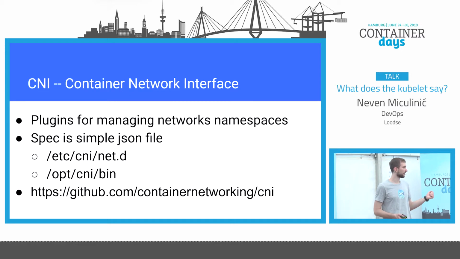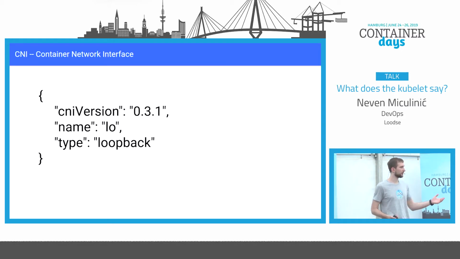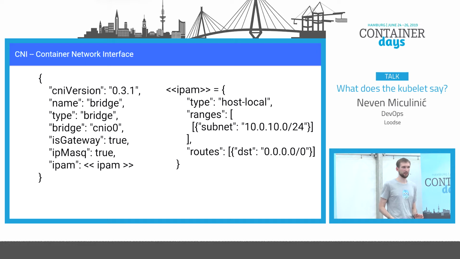So what does this configuration even look like? This is the simplest example. If you have the proper binaries and you run CNI with this information, just do this, it will create a loopback interface within your container network namespace. This is a more complicated example. It does quite a bit more.